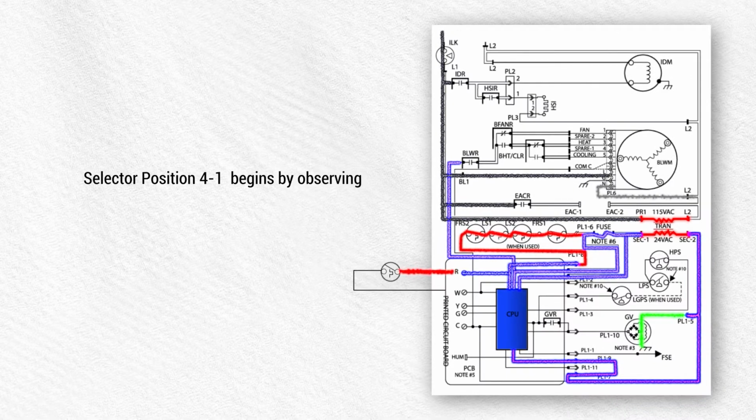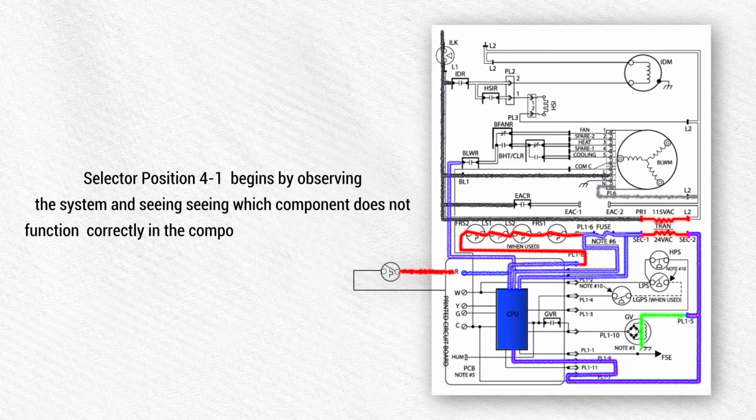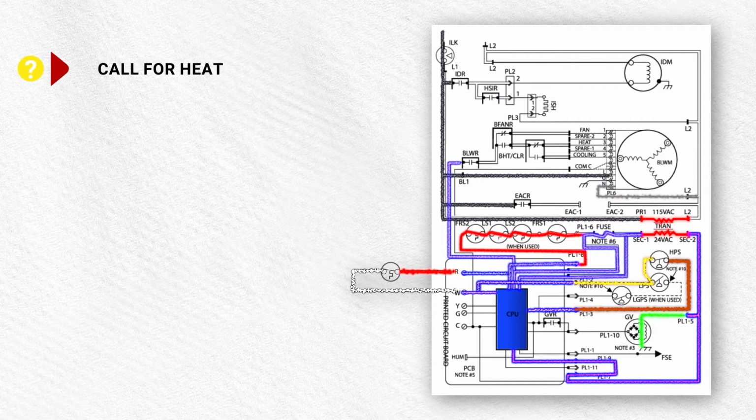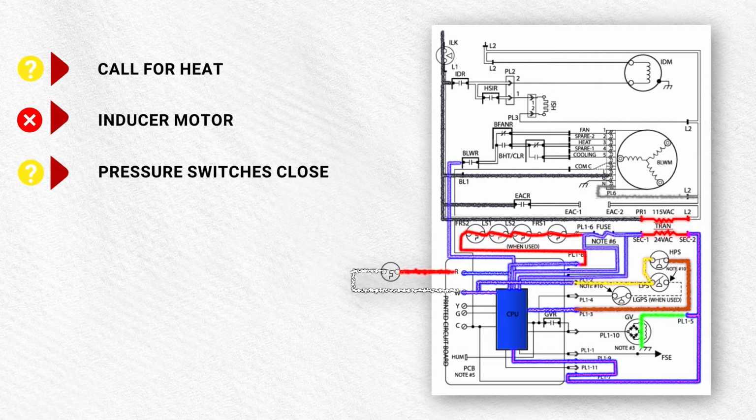Selector position 4-1 begins by observing the system and seeing which component does not function correctly in the component sequence of operations. A call for heat requires an electrical multimeter to confirm. The inducer does not energize. The pressure switches require an electrical multimeter to confirm. The igniter does not glow.